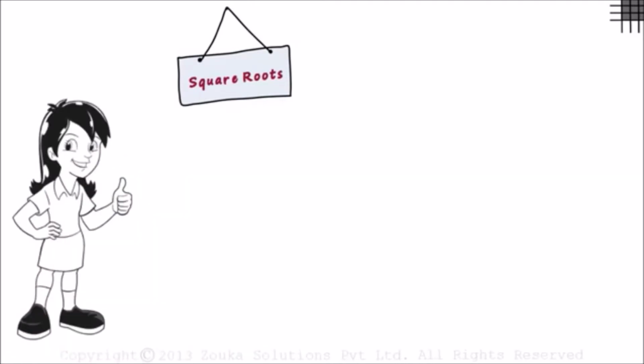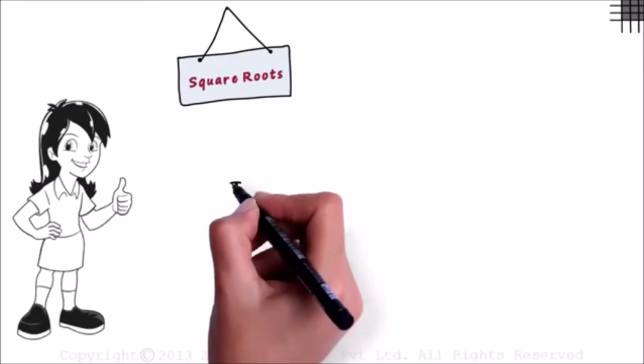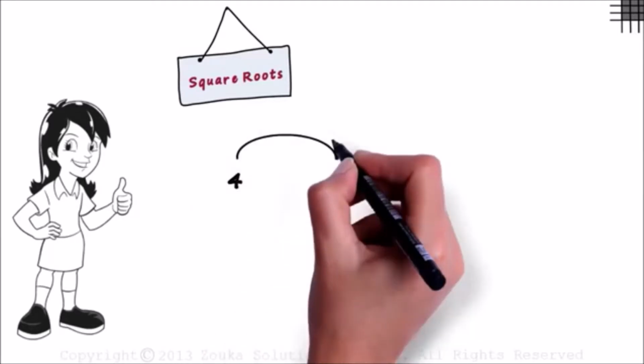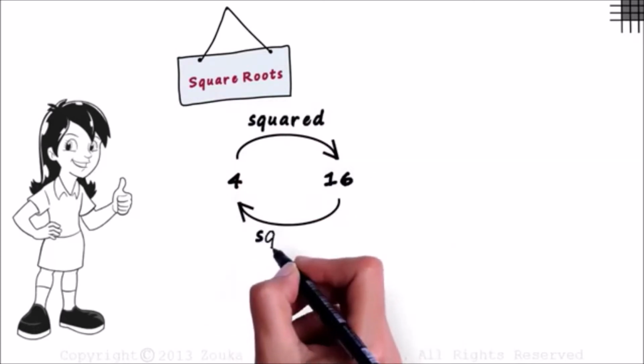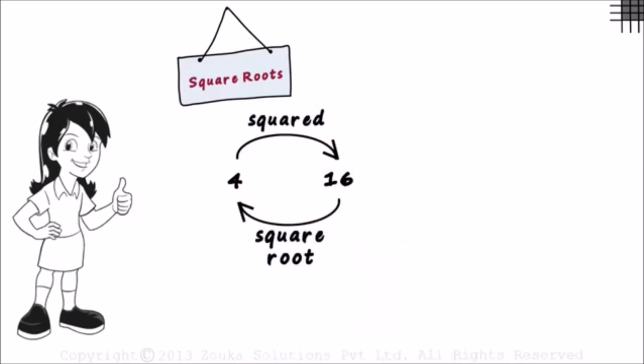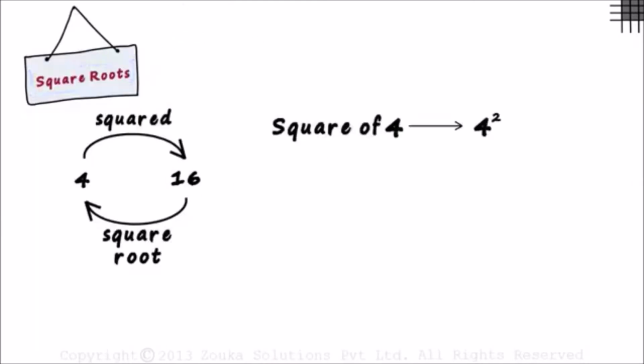Consider any number. Say, for example, we have 4. 4 when squared gives us 16, and the square root of 16 gives us 4. That's the concept. This is how we represent the square of 4: 4 raised to 2. 2 is called the power, and 4 is the base.